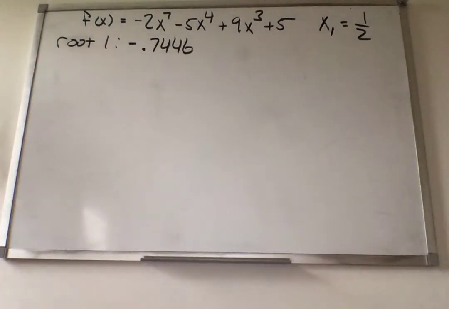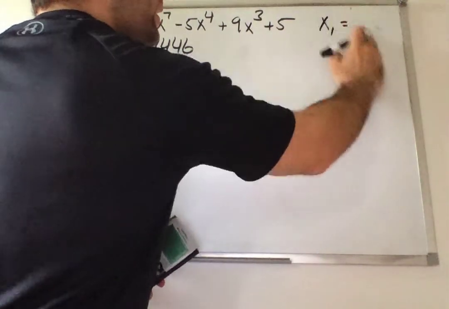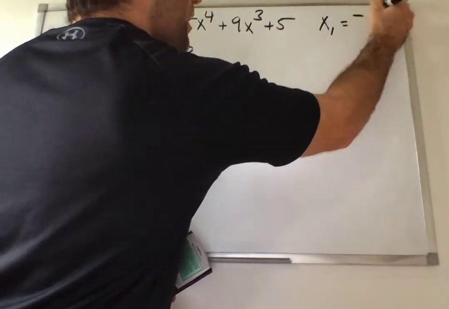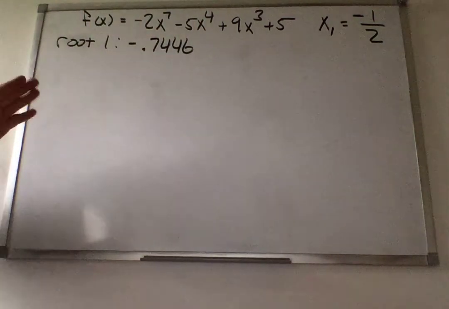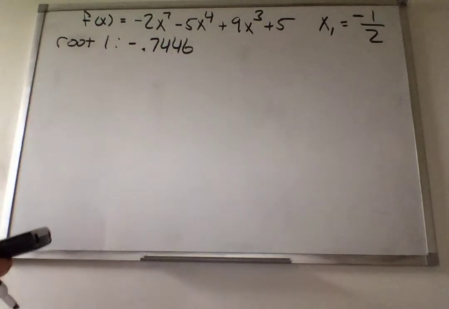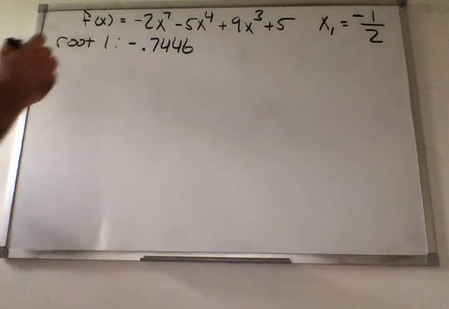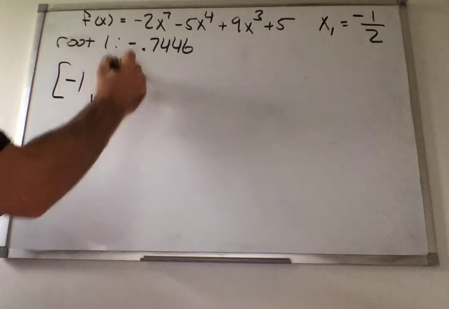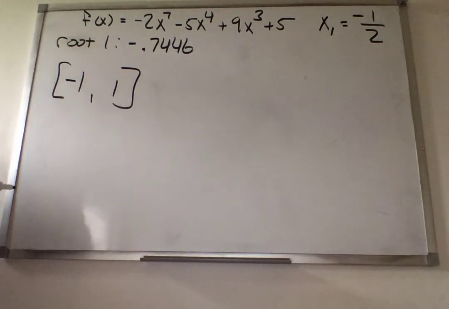Alright, so now let's go ahead and try a different initial guess. Let's try negative 1/2. Now, it could bring us to the same 0, but our job is to find all of the solutions. So, if you recall, our interval was negative 1 to 1. The intermediate value theorem worked, but that says there's at least one 0. Okay, there could be more.